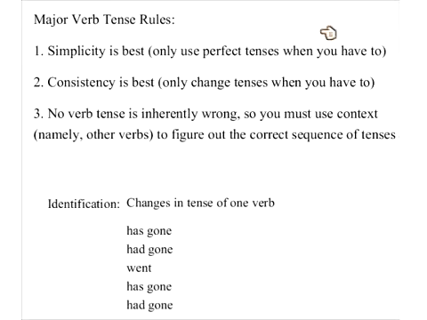Second, consistency is best. Okay? And I'm going to relate this to number 3. Let me go on to rule 3, and then I'll sort of relate it backwards. No verb tense is inherently wrong. In other words, I can say, I went to the store, I will go to the store, I am going to the store, etc. Right? None of those are inherently wrong. What makes a verb tense wrong is that it's used out of context. It is the wrong tense based on other verbs in the sentence. So in order to do verb tense questions correctly, you very often need to look to the other verbs. In fact, I would say you always need to look to the other verbs in the sentence to give you context. Okay? So we come back to number 2, consistency is best.